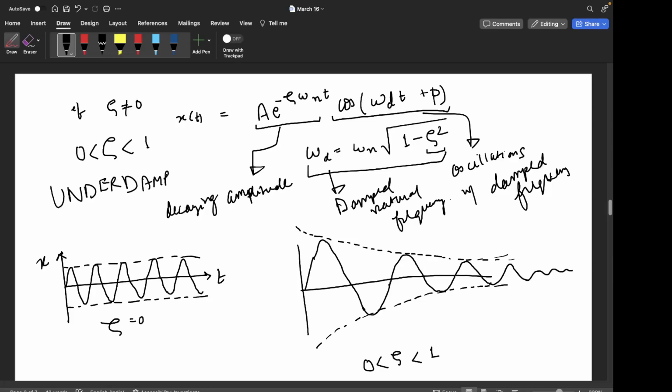Any doubts in the mathematical part or the physical intuition part? Before oscillations occur, we are providing a displacement to the system, isn't it? Before oscillations occur, we ourselves provide some disturbance to the system. Yes, some displacement.